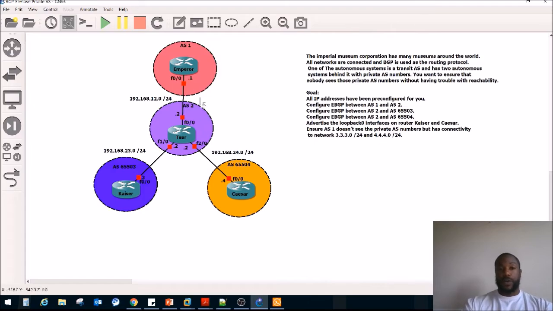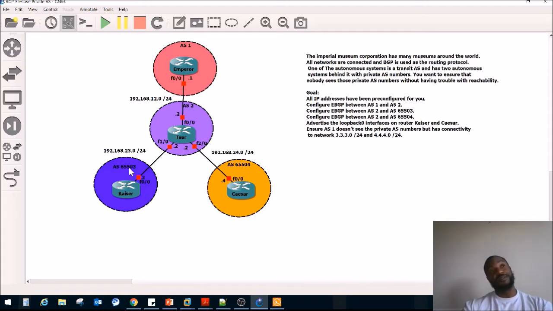So we got here 4 routers, right? One sitting in AS1, the Emperor router. We got the router Czar sitting in AS2. Then we have router Kaiser sitting in 65,503. Pop quiz. What type of AS number is that?